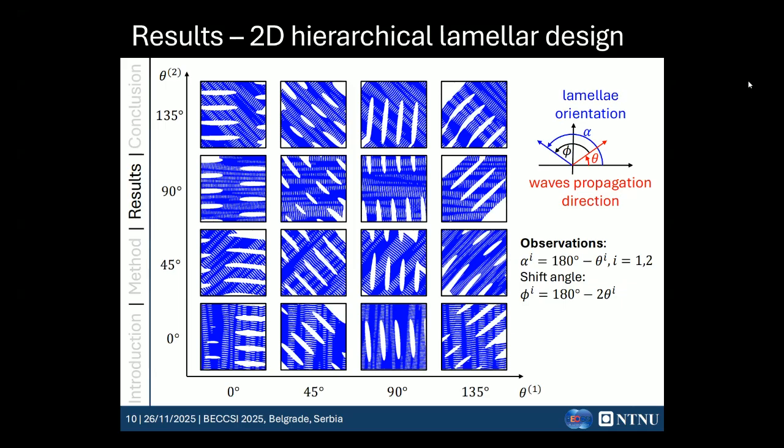For example, when we control theta 1 equal to 90 degrees, what we can observe is that the first order, the large cavities, are almost along the same direction, that means 90 degrees. And by changing theta 2, we can easily change the directions of the second order features as we designed. Here we use the laminar designs as the examples because it's very obvious to observe the change.